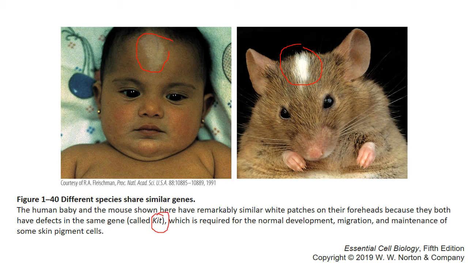And this gene is supposed to be utilized for development, migration, and maintenance of skin pigment cells. And if there's a mutation or another abnormality, it can cause this little white patch to develop. So we can see that both the mouse as well as the human have this gene, and it reacts in a very similar way when mutated.